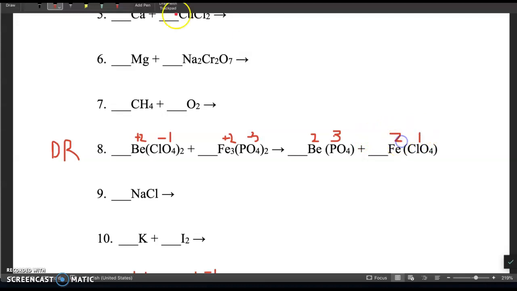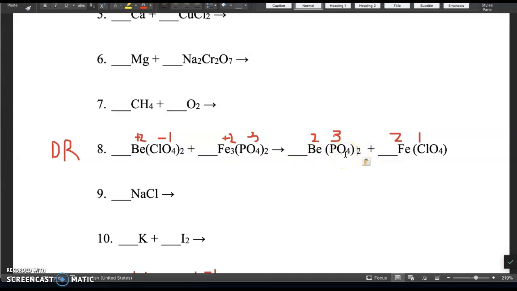Okay, so when I crisscross now, the idea is that the opposite charge ends up on the opposite element. So the 2 is going to end up on the PO4. So I'm going to just copy and paste a 2 over here. The 2 is going to go on a PO4. And the 3 from the phosphate is going to end up on beryllium. So that 3 went down here, that 2 went down there.